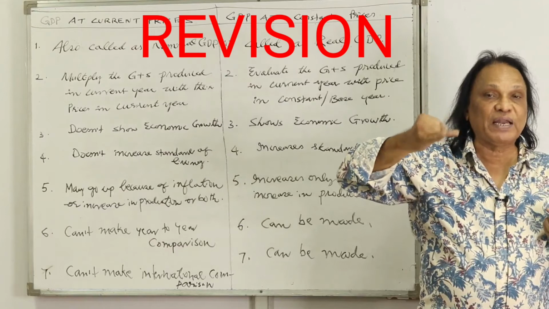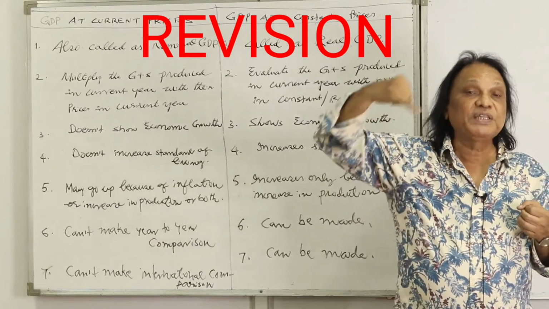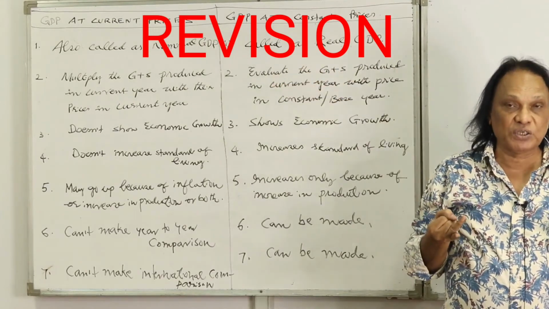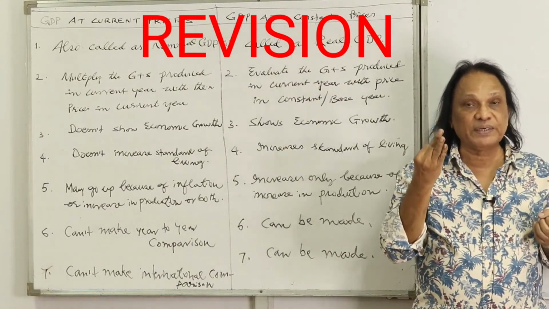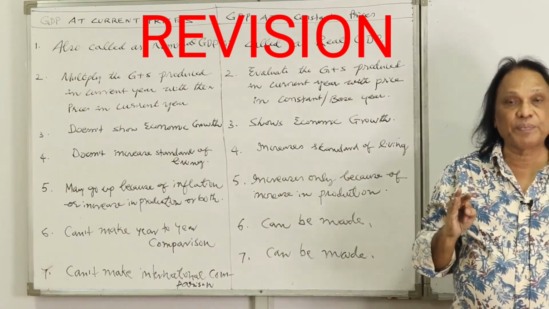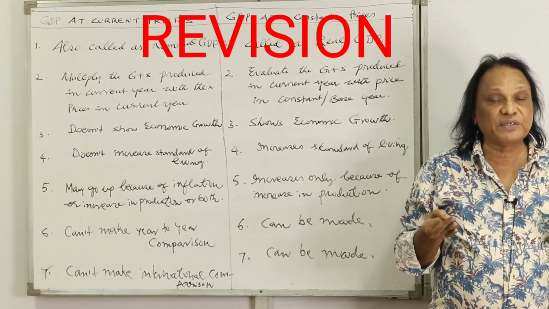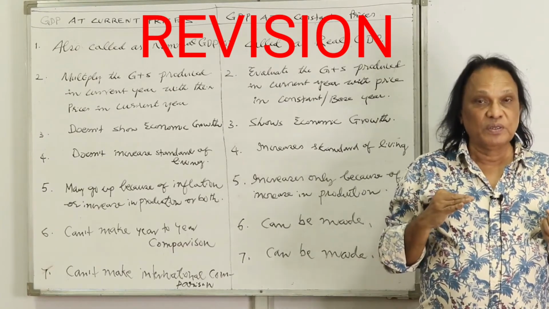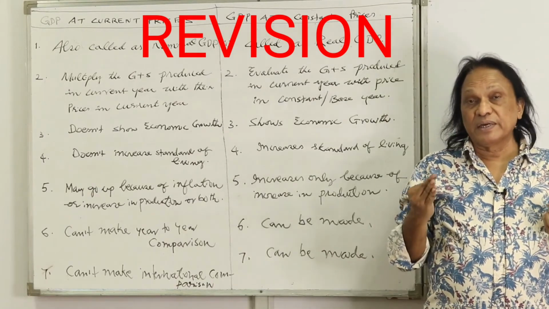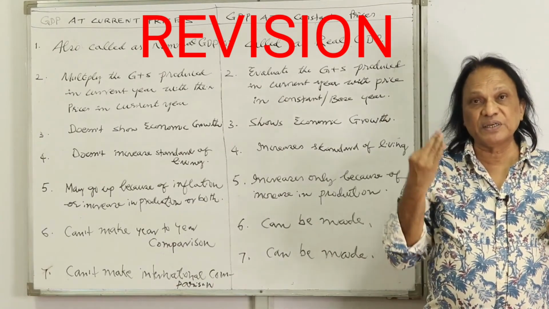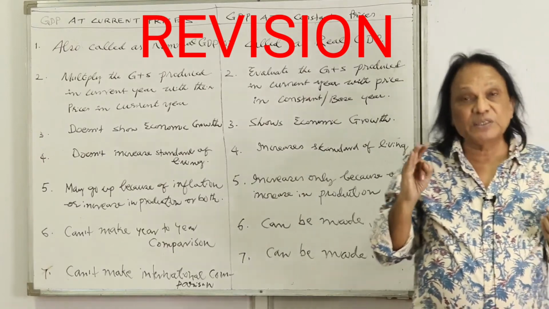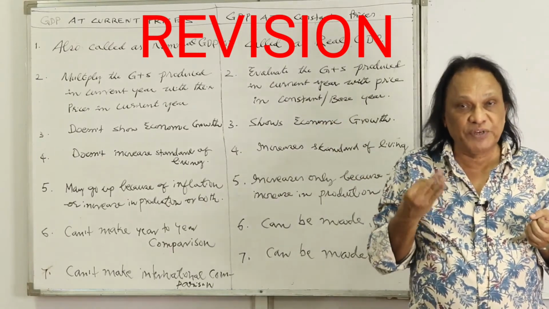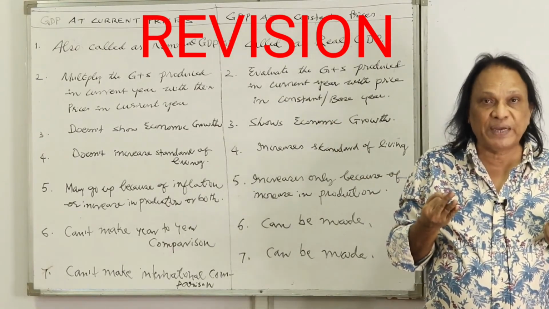If you evaluate the value of goods and services produced in the current year with their prices in the base year, the constant year, you get real GDP or GDP at constant prices. The third very important point: nominal GDP at current prices may go up because of an increase in prices, maybe because of an increase in output, maybe because of both. But oftentimes nominal GDP increases because of an increase in prices, inflation, not because of an increase in output. But real GDP always increases because of an increase in output, because we are keeping the prices constant.